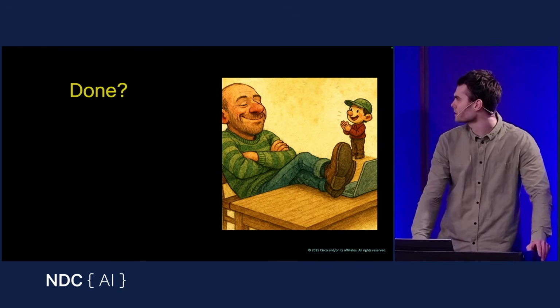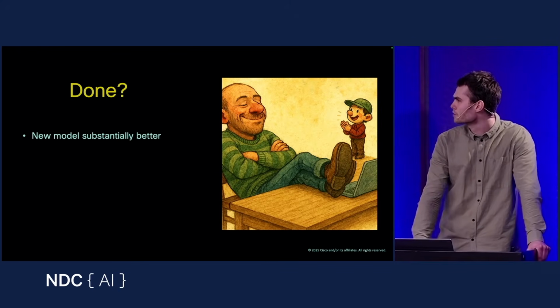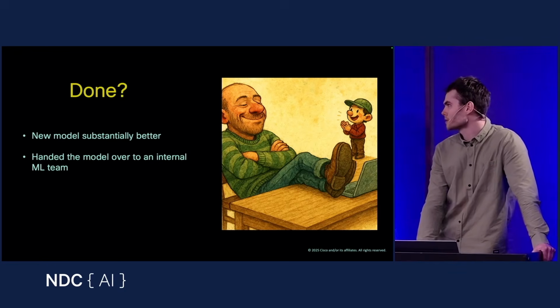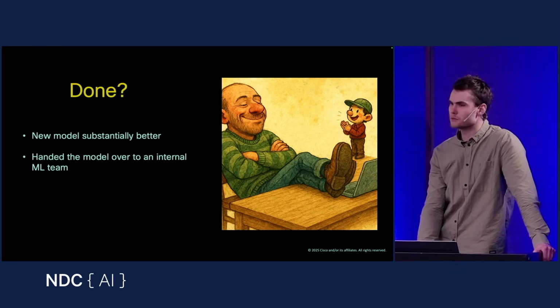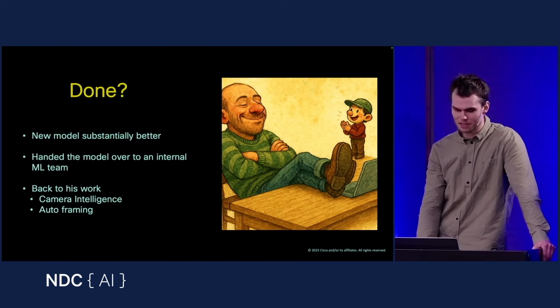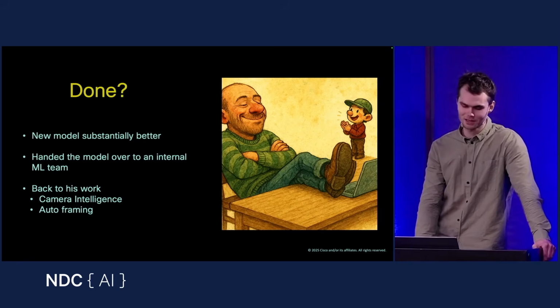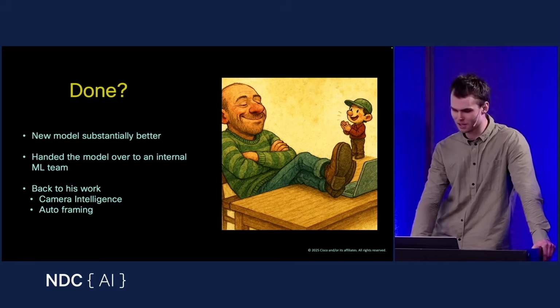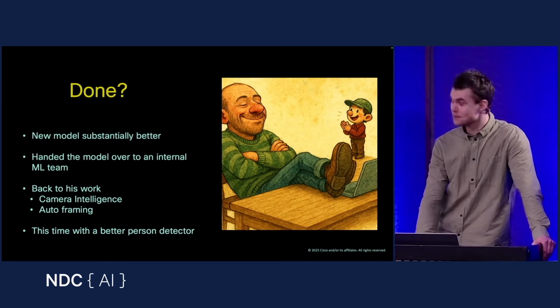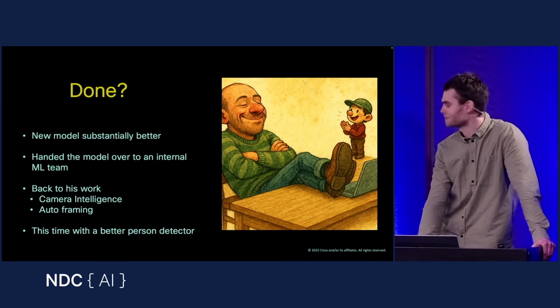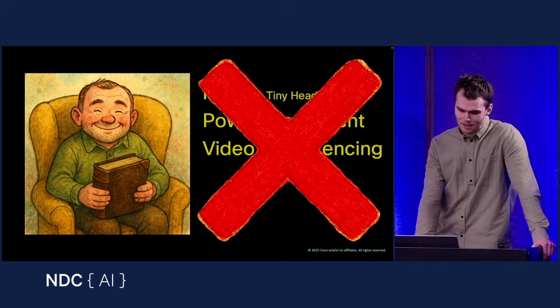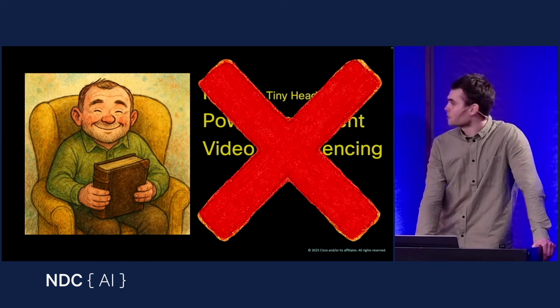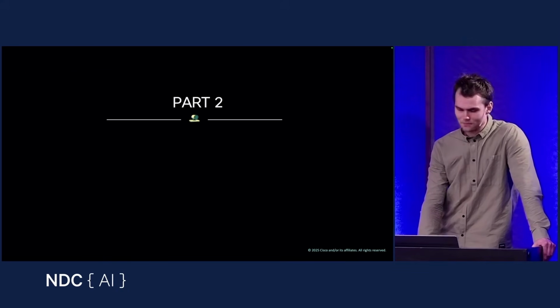So, are we done? Well, the new model was substantially better, so Christian could just hand his model over to another internal machine learning team and go back to his actual work of doing automatic framing and camera intelligence. This time with a better person detector. And no, we're not quite done yet. We're on to part 2.